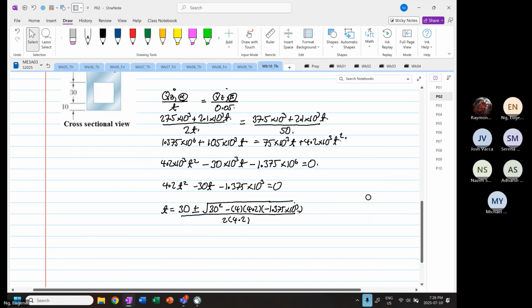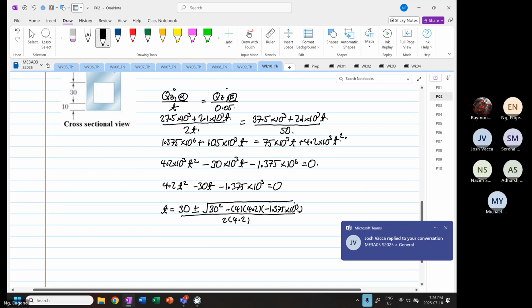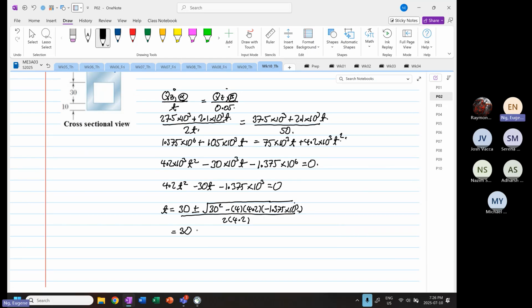Okay. So from here, this will be equal to 30 plus or minus the square root of 30 squared plus 4 times 4.2 times 1.375 to the power 3. Square root the whole thing, you get 154.919. And then the whole thing divided by 2 times 4.2, which is 4 times 4.2, equal to 16.8. Let me do it again.